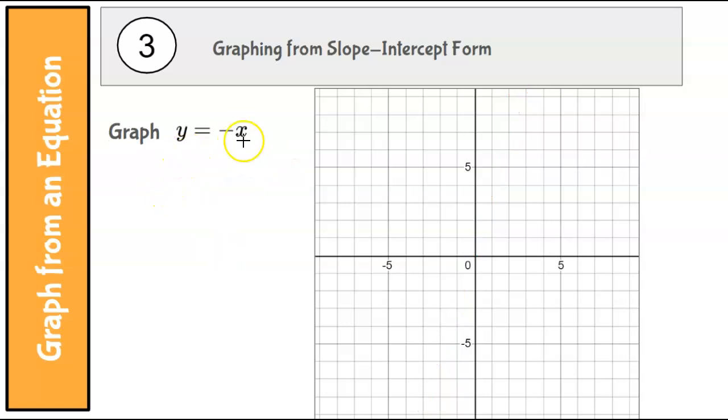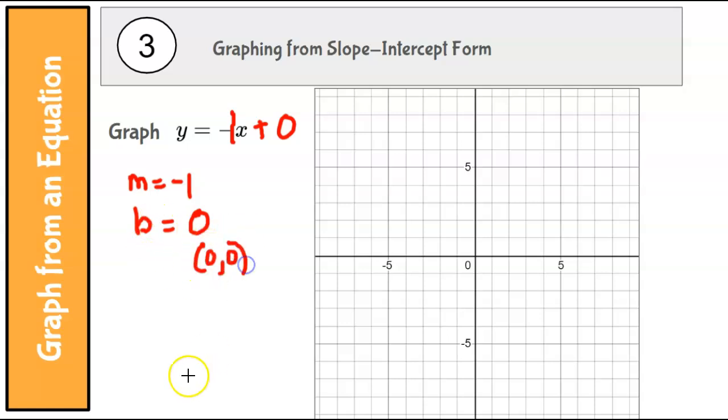This one's a little bit different because it doesn't quite look like the last ones. So the m is the coefficient of x, and when there's no number there, there's an understood 1. So m is −1 in this case because it was a negative x. And when there's no y-intercept, I could put a +0 on this equation and it's identical to the equation before. So the y-intercept is 0, which means this line goes through the origin.